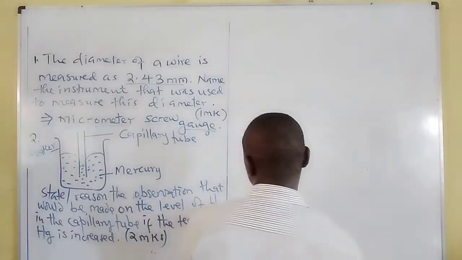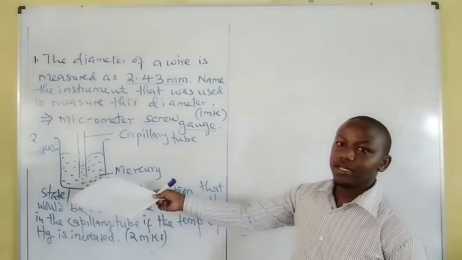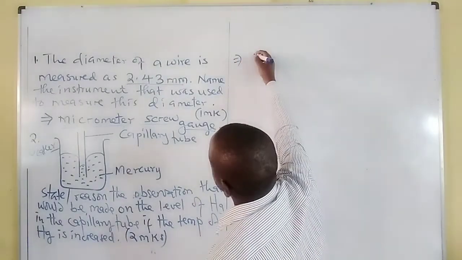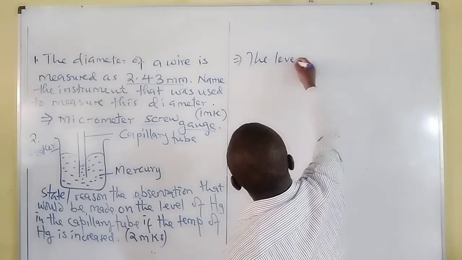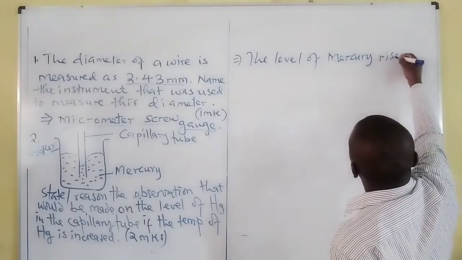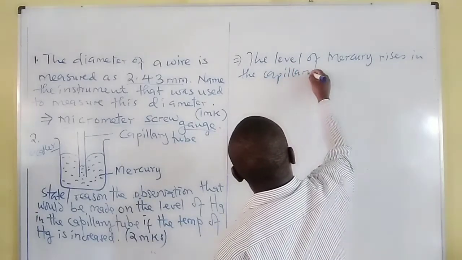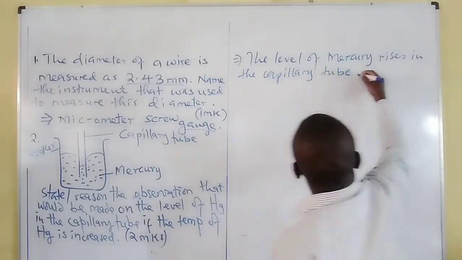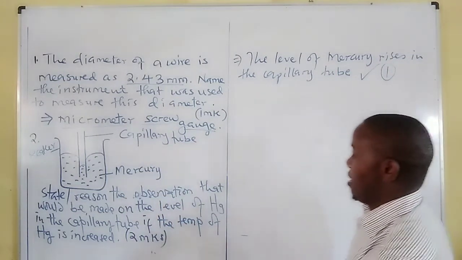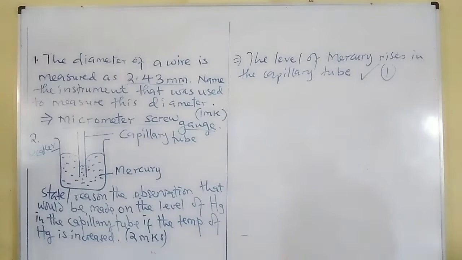Therefore, we will start by giving the observation, which will be seen when the temperature of this mercury is increased. And the observation is that the level of mercury rises in the capillary tube. So you get a mark for stating the observation. They're now giving a reason for that, which will earn you the second mark. Let's account for this observation.